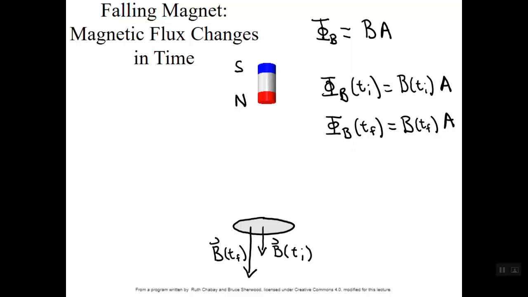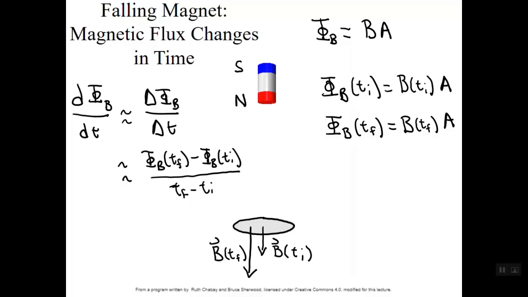Now, it will be important for us to find the derivative of the flux with respect to time. For a small difference in time, t final minus t initial, the ratio delta flux over delta t is a good approximation for this. Let's notice that delta flux is non-zero because delta B is non-zero. That's pointing downward in this case. And notice as well, the ratio delta B over delta t also points downward. We'll return to this fact in a moment.